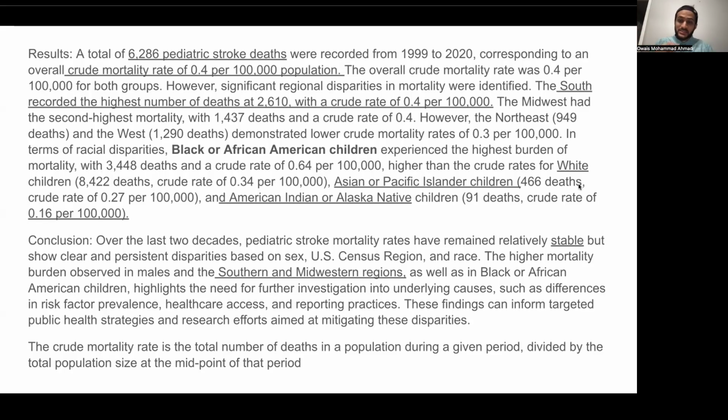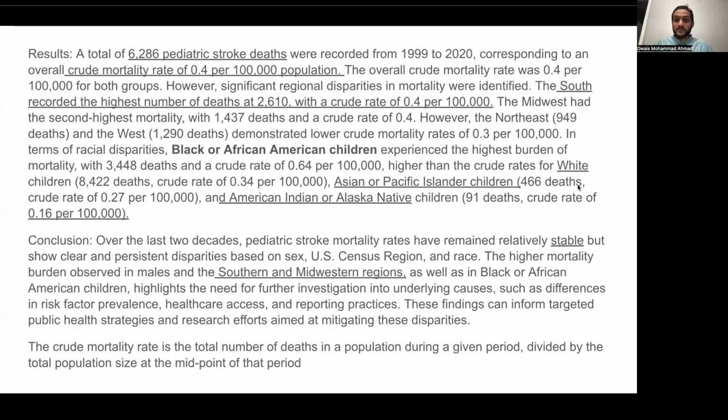Now let's come to disparities. The disparities were in the Black or African American population. We had 0.64 deaths per 100,000 population, and that was the highest one, with approximately 3,400 deaths over a 22-year period. And then let's come over here.